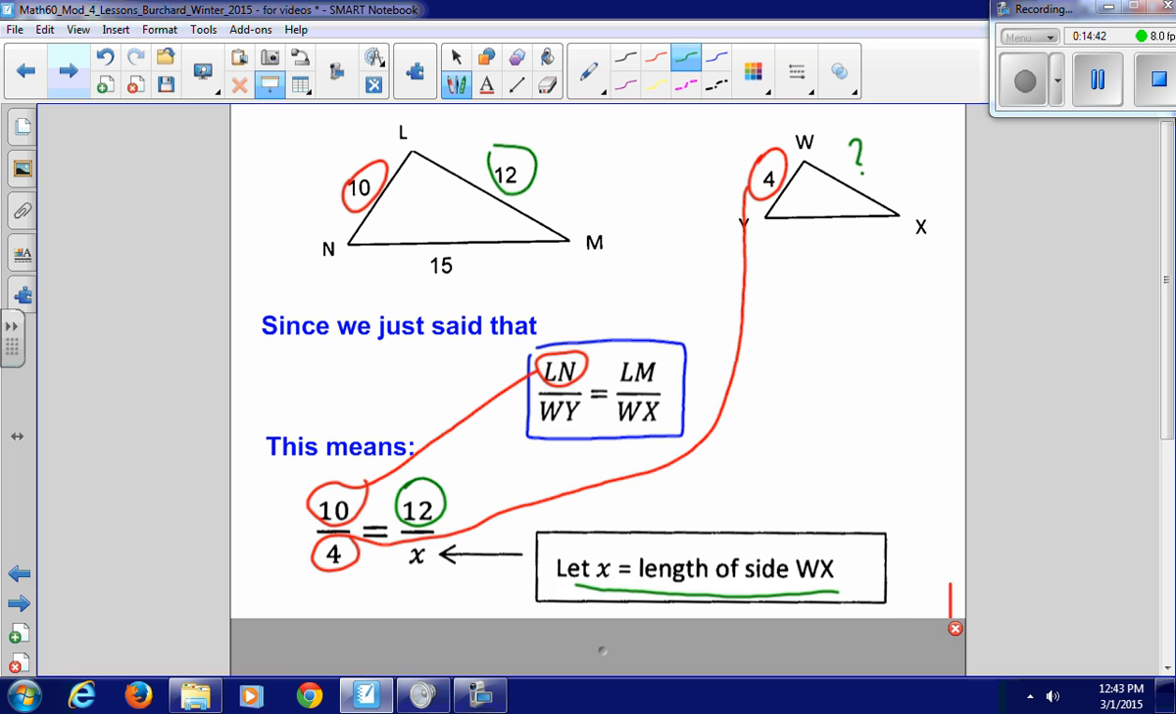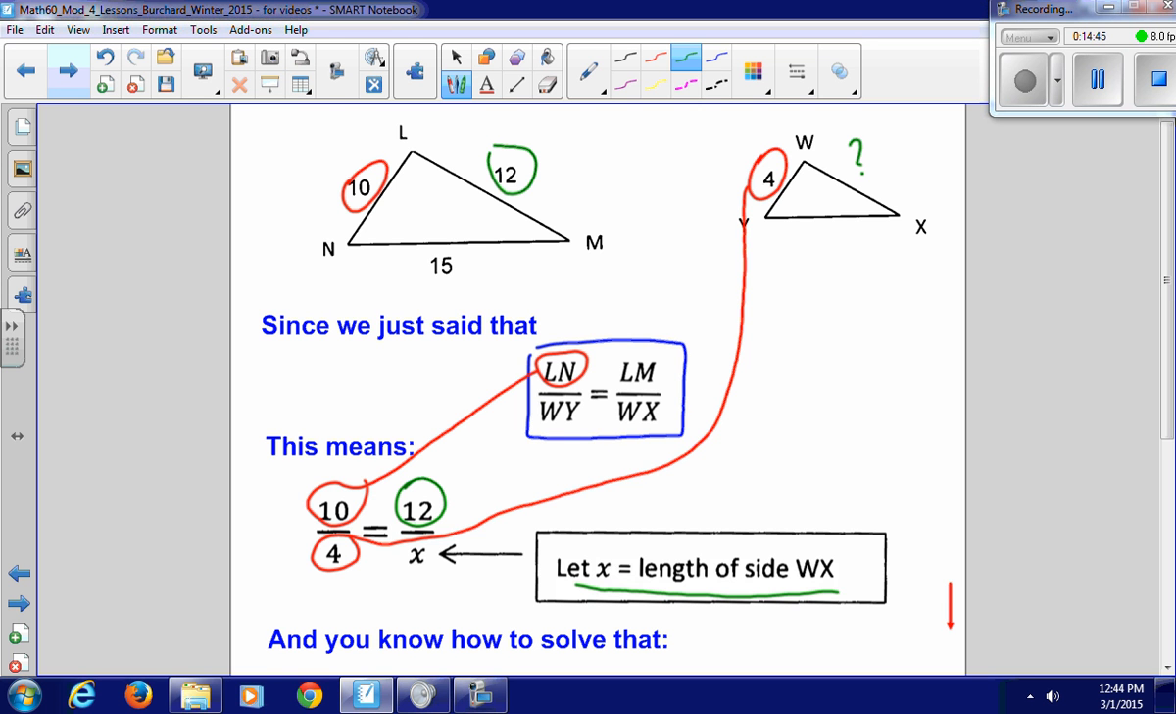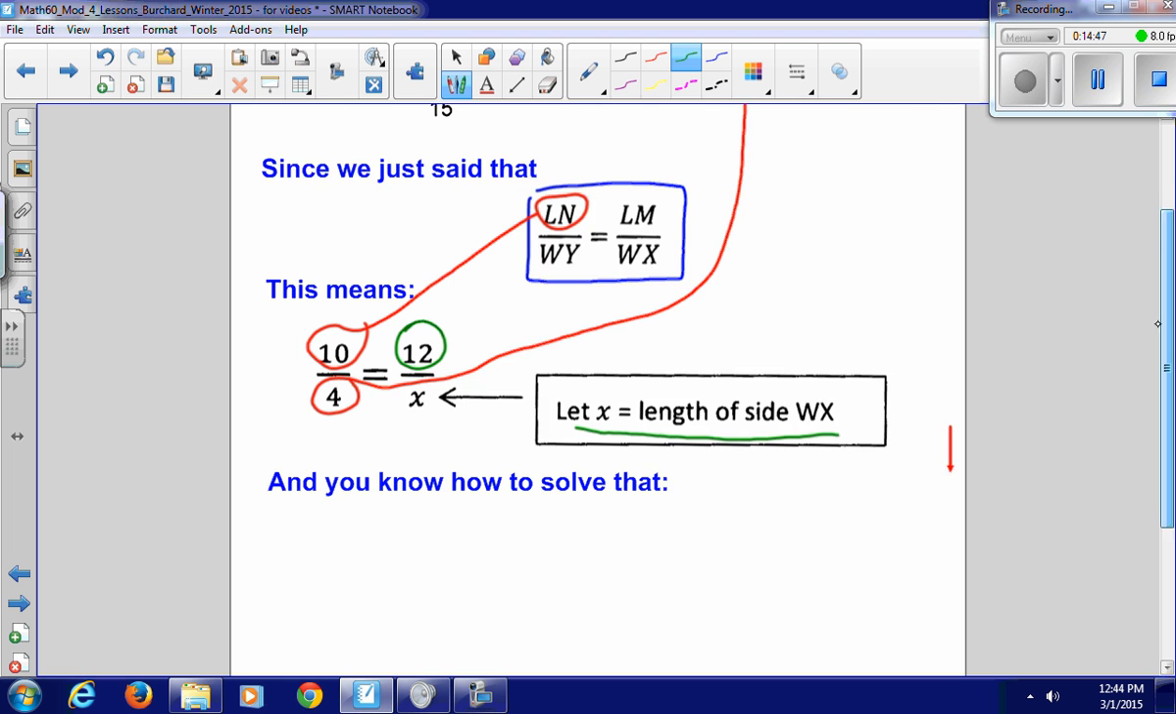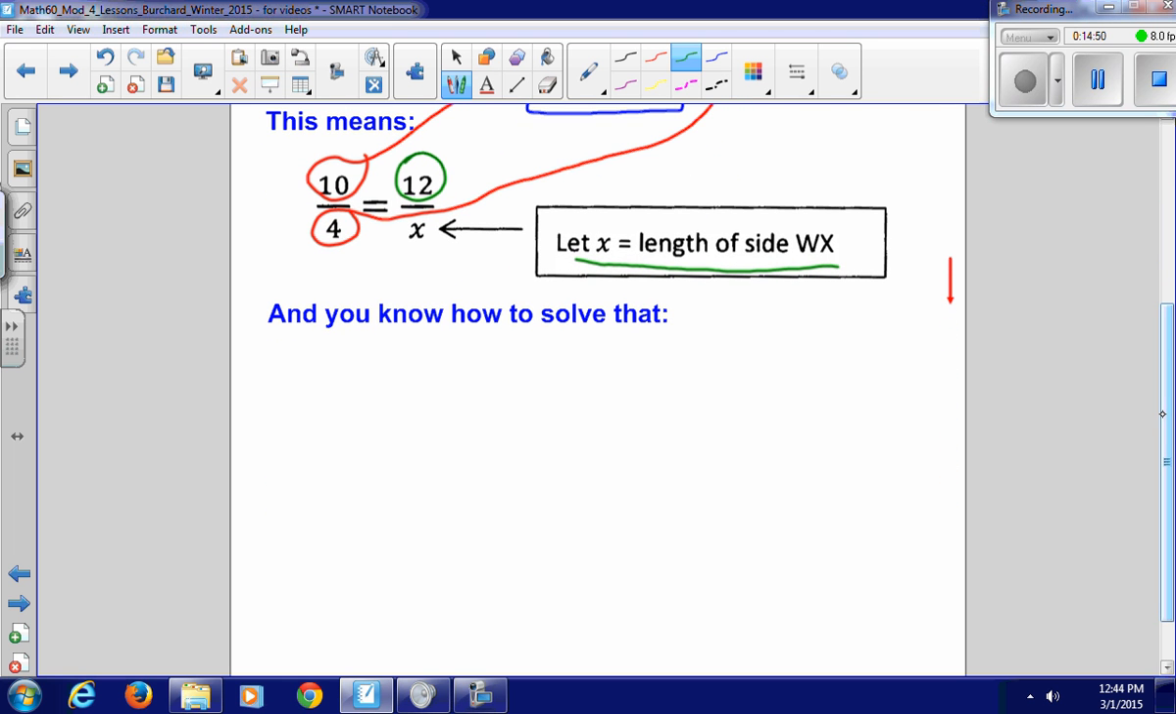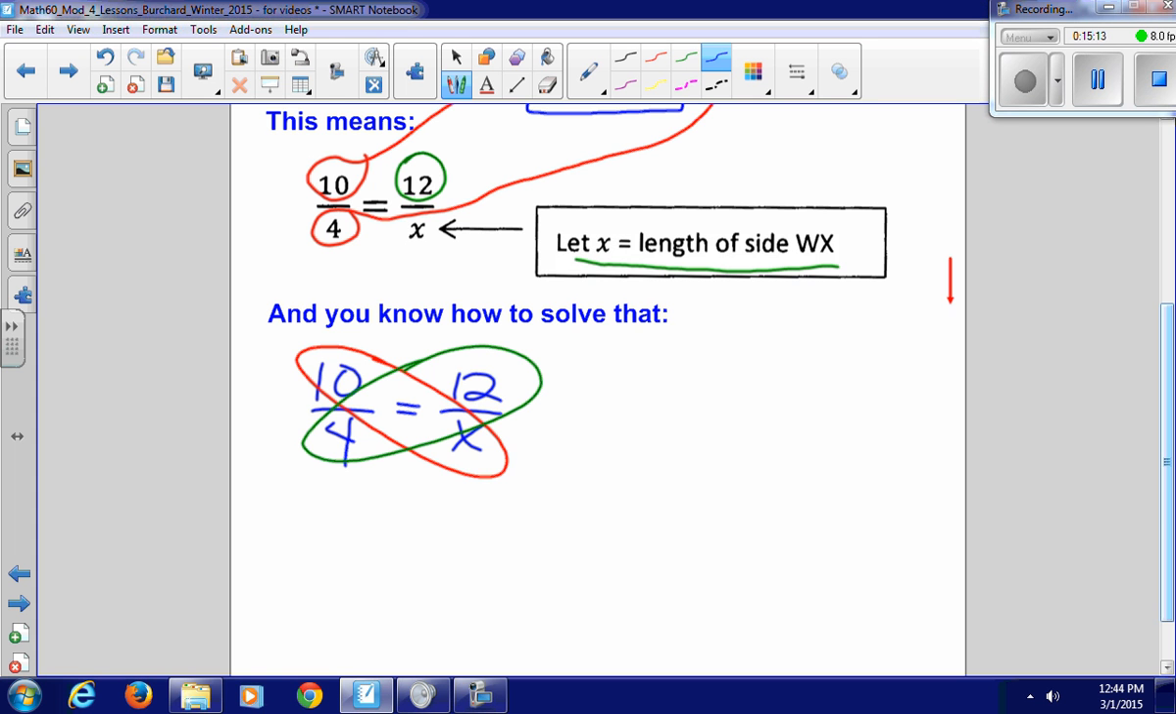Once you line everything up, it's fairly easy to solve it, because now we've just got the proportion like we had in the earlier video, because we've done all the hard parts of putting everything in the right place. So now we just have 10 over 4 equals 12 over x. We do our cross multiplying, so we have this one and this one. So we have 10x equals 4 times 12.